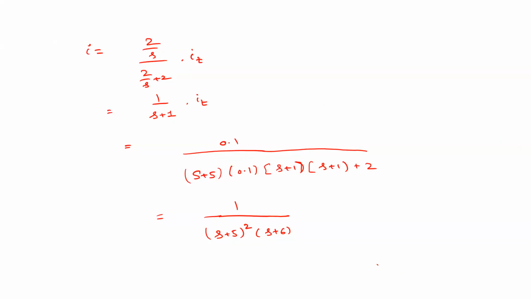So how to write this one? Partial fractions, right? So doing the partial fractions, tell me what you will get. Partial fractions means it will be... so tell me what you will get if you are doing partial fractions. 1 by s plus 6.